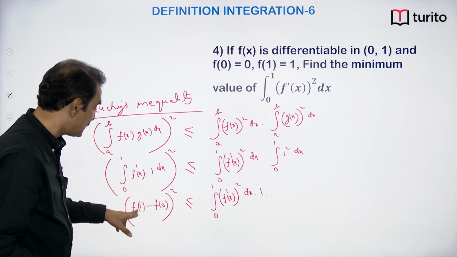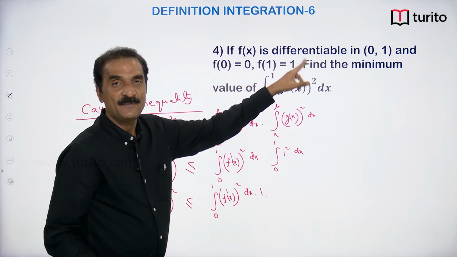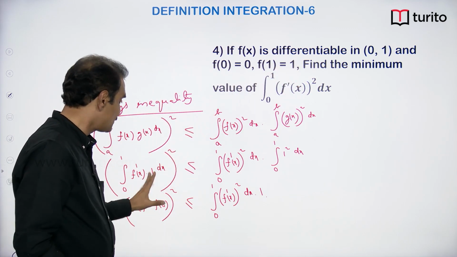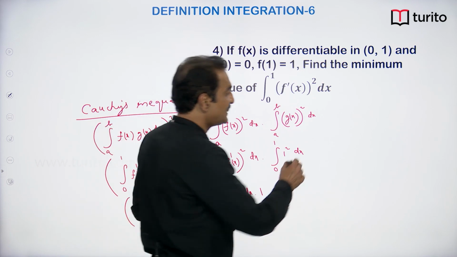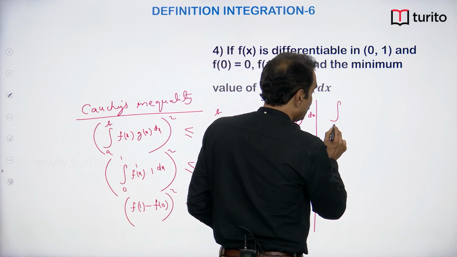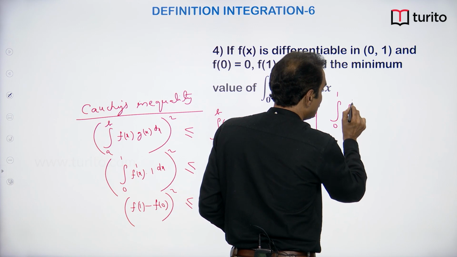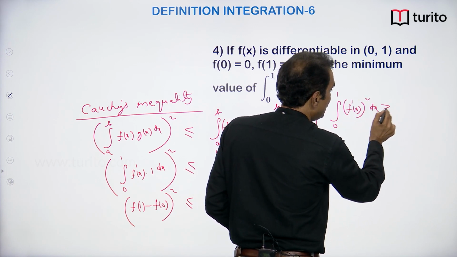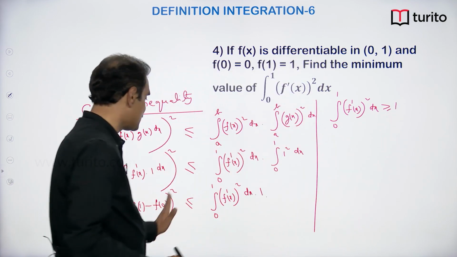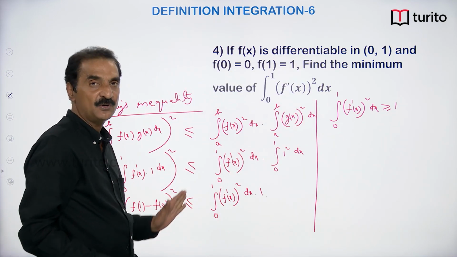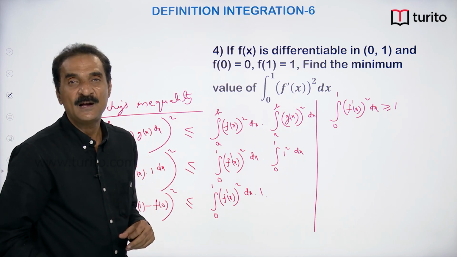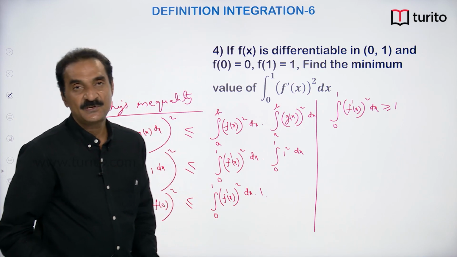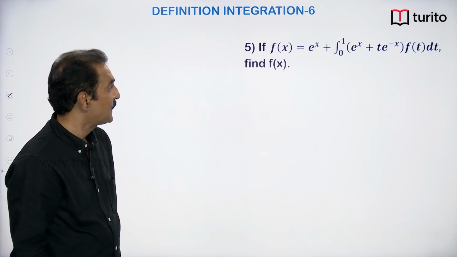And what is this? (1 minus 0) whole square, f of 0 is 0, f of 1 is 1. So f of 1 minus f of 0 is 1. 1 square is 1. So now we can write this as integral 0 to 1 (f dash x) whole square dx is greater than or equal to 1. 1 is less than or equal to this, means this is greater than or equal to 1. Hence its minimum value is 1. Okay. Let us proceed to the next question.